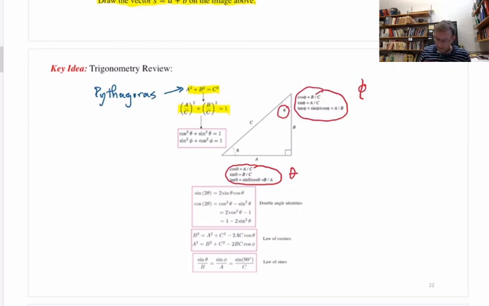Oh, but wait a minute. For the angle theta, a over c is cosine of theta. B over c is sine of theta. So that expression I just wrote is equivalent to cosine squared theta plus sine squared theta equals 1. Or what if I use the other acute angle in the triangle, phi? Then a over c is sine phi, and b over c is cosine phi. So then Pythagoras basically says sine squared phi plus cosine squared phi equals 1.